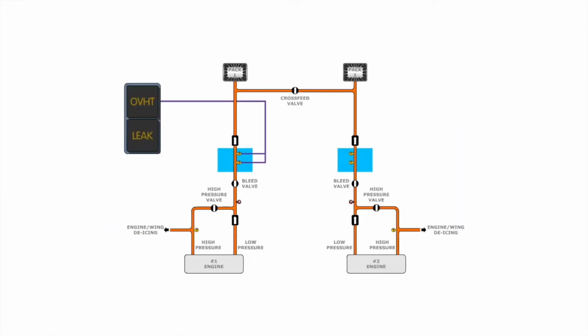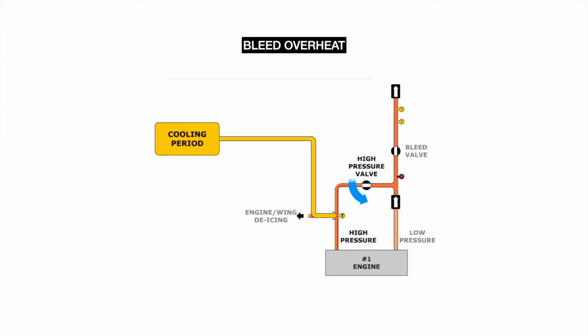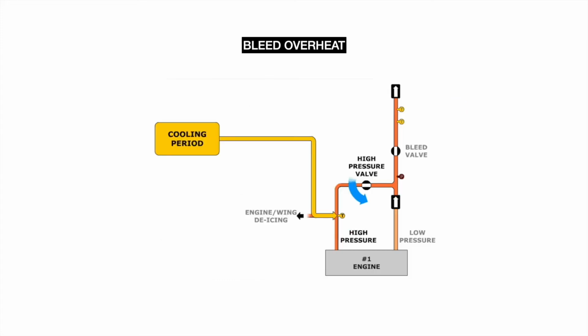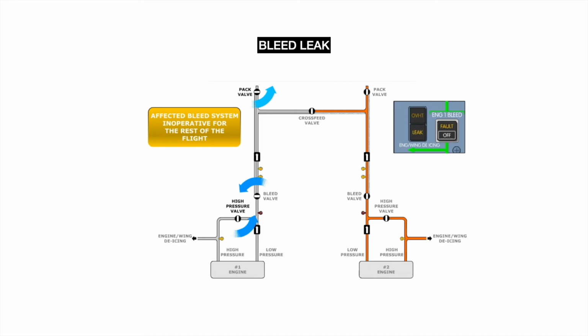The difference between a bleed leak and a bleed overheat is that the bleed overheat temperature sensors are fitted inside the duct, and this overheat is regarding the air temperature inside the ducting, whereas the bleed leak temperature sensors are fitted outside the ducting, and it tells us whenever the temperature outside the duct increases, showing a leak in the ducting. In an overheat condition, the system can recover after a cooling period. But in a leak condition, the system cannot recover during flight as a leak has been developed inside the ducting.